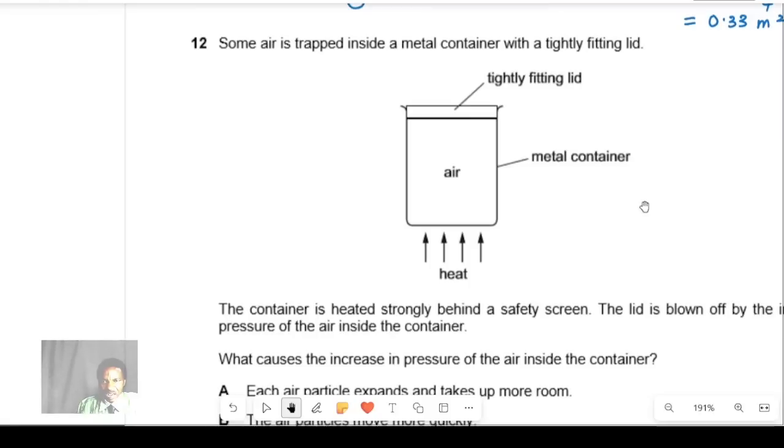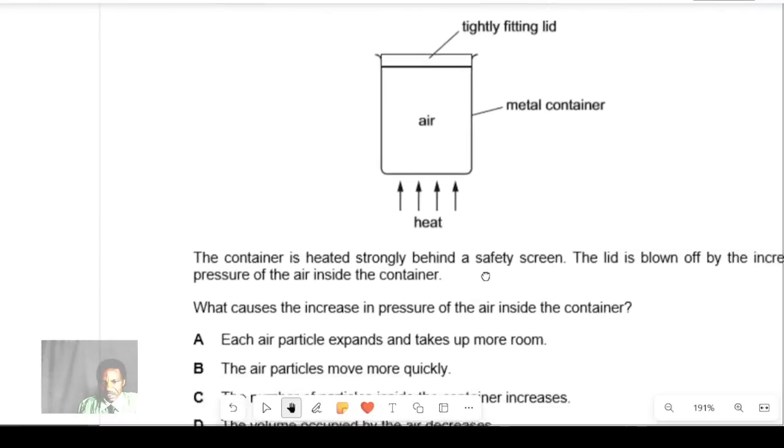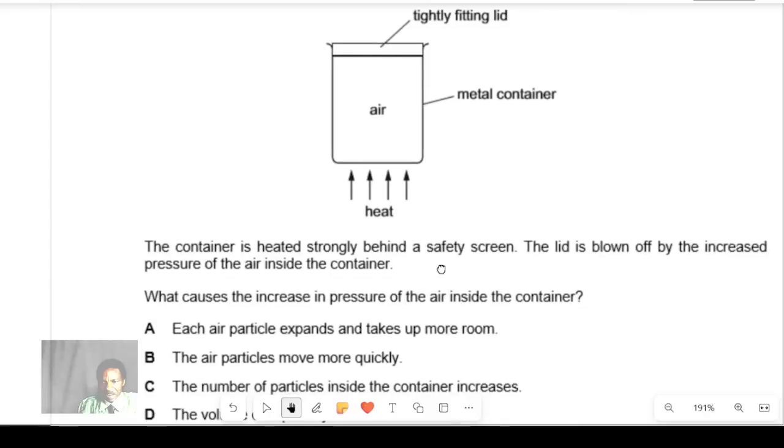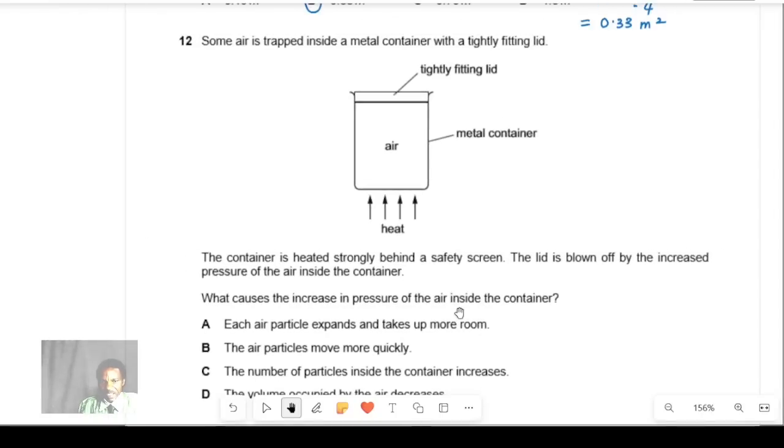Some air is trapped inside this container with a tight lid. Then the container is heated strongly behind a safety screen. The lid is blown off by the increased pressure of air inside the container. What causes the increase in pressure of the air inside the container?